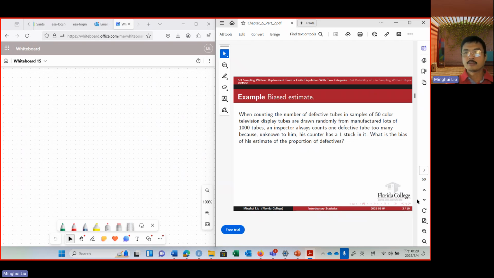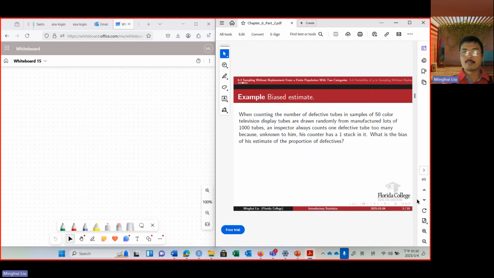Suppose that there is a manufactured lot of 1,000 tubes, and you choose a sample of 50, and you would like to inspect these 50 tubes, and see how many of them are defective. So in this process, suppose we hire an inspector to do it. However, his counter has the one stuck in it. So whatever number he tries to count always shows as 1 too large. So for example, if the real number is 3, his counter will show 4, if the real number is 20, his counter will show 21, etc.